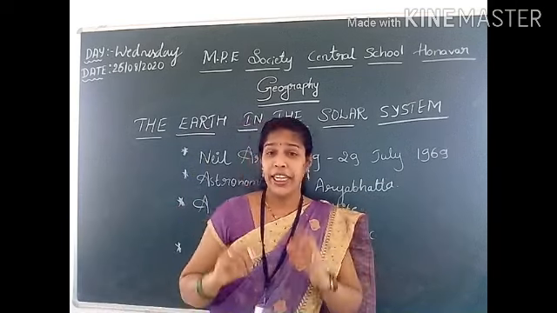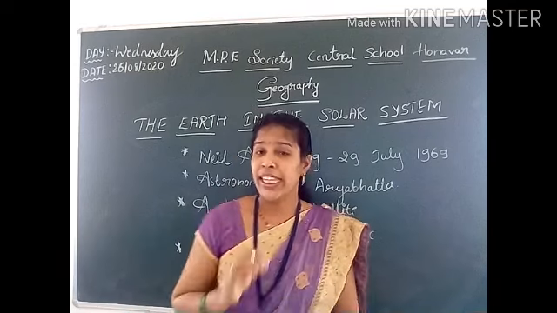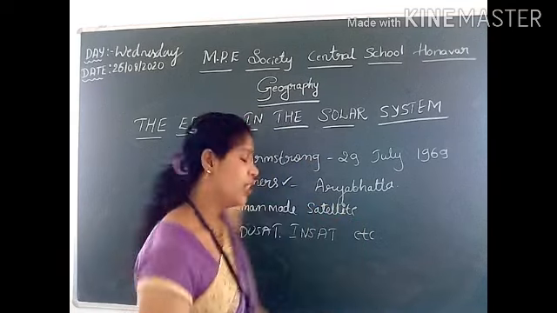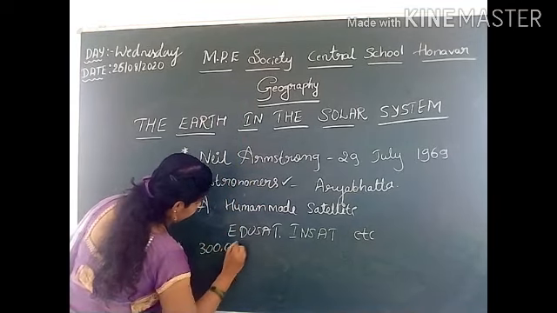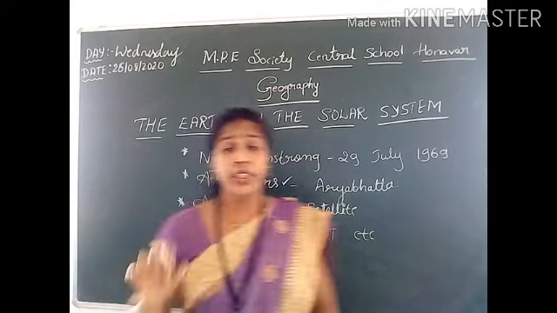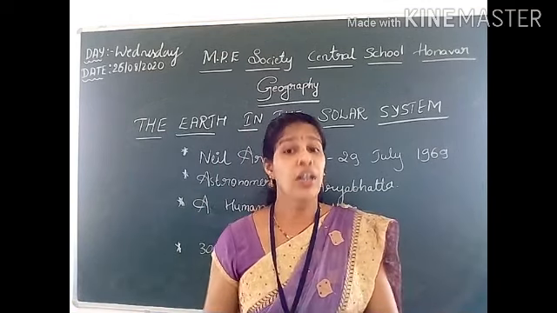Next, light travels at the speed of about 3 lakh kilometer per second. The light of the sun takes 8 minutes to reach the earth, even at this speed.